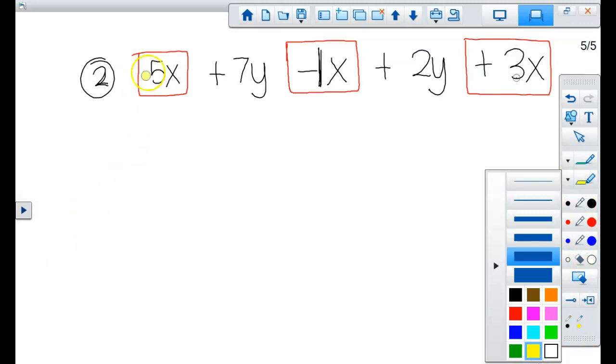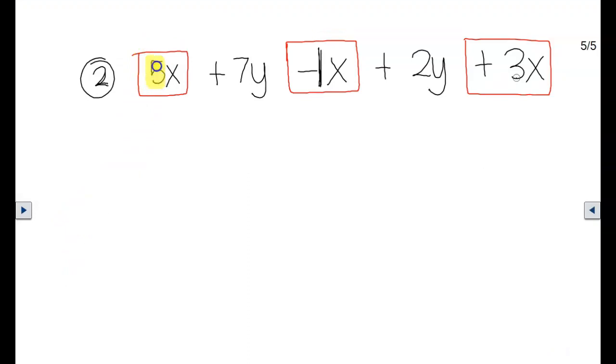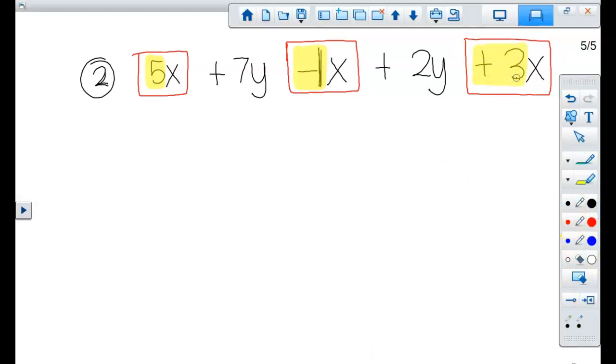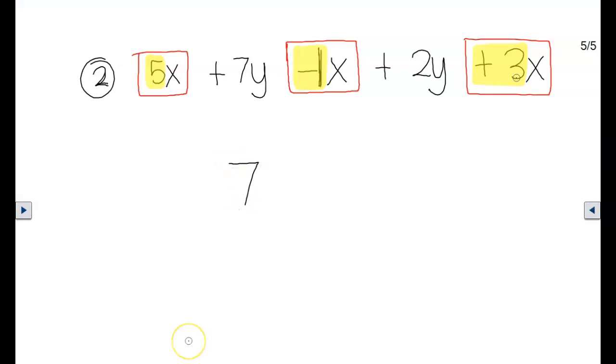Now, that means I can combine these. And I can combine them by combining the number parts. So I can take my 5 minus my 1 plus my 3. So 5 minus 1 we know is 4. 4 plus 3 is 7. 7 what? Well, the last name for all of them was x, so this is going to be 7x. So notice, 3 terms have become 1. And I could combine those because they were like terms.